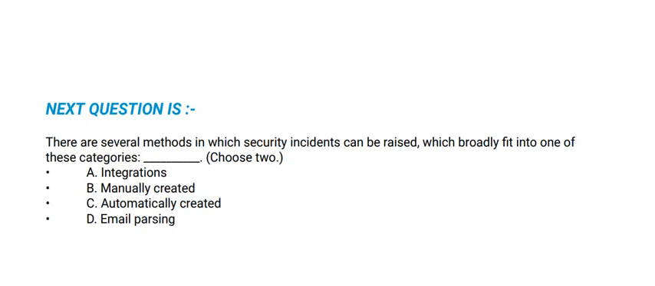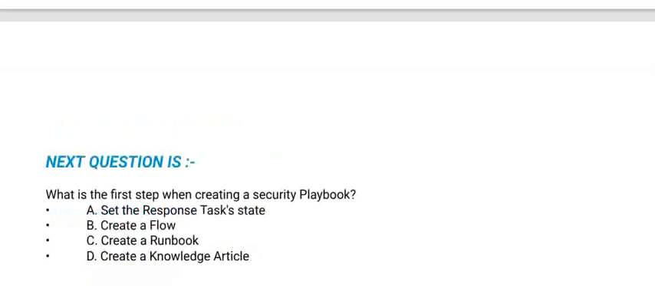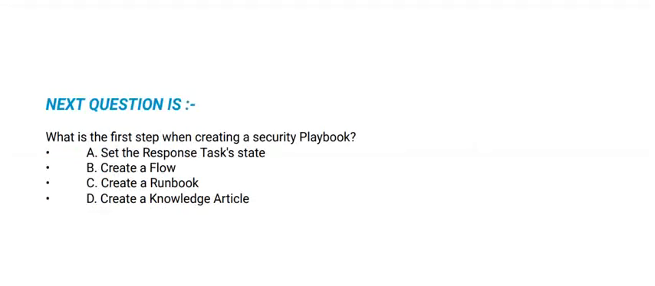The correct option is option B and C. Next question is, what is the first step when creating a security playbook? Options are option A, set the response task state. Option B, create a flow. Option C, create a run book. And option D, create a knowledge article.